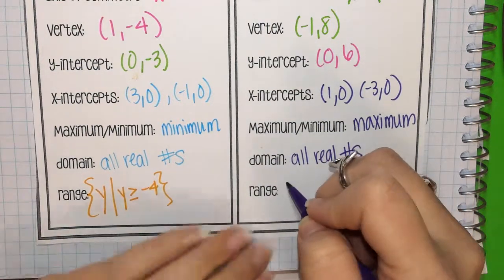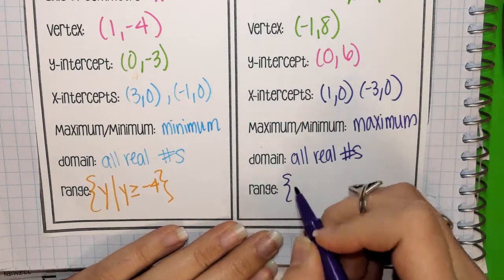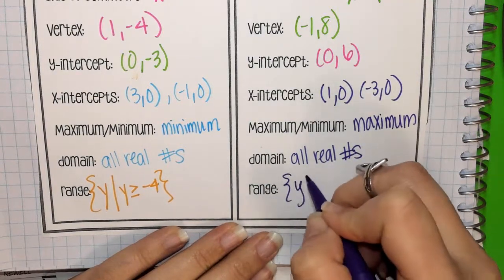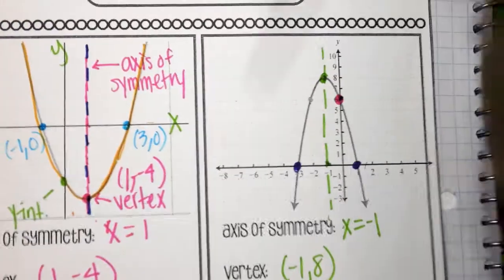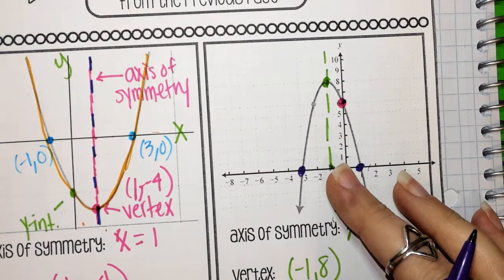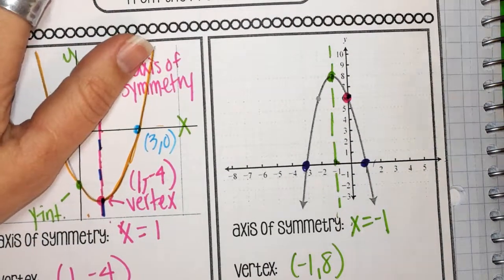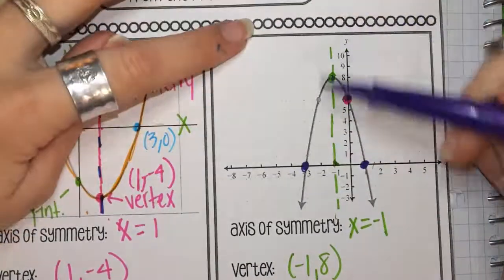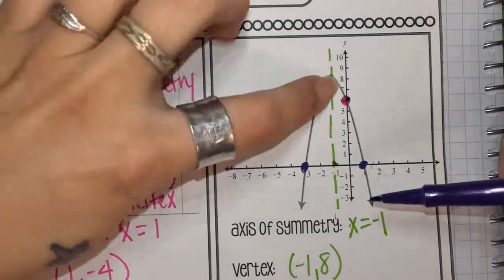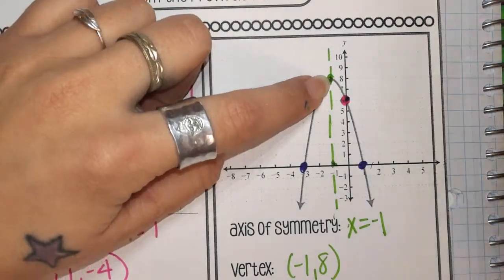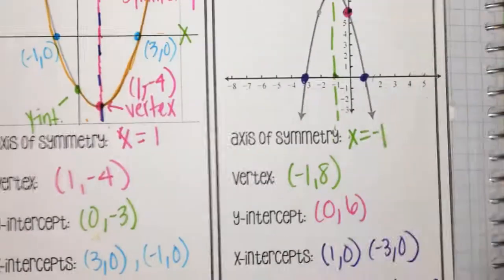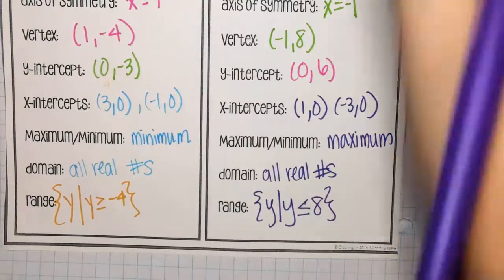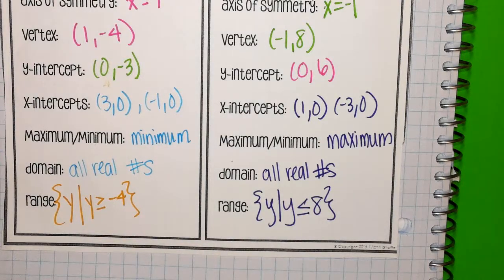Alright, now the range. You write the squiggly, and then I want you to write y. Now, is our graph going up or is it going down? It's going down. I made a box so I can write these down. So it's going to be less than or equal to... Now, what's our highest point? 8. And then you're done. That's all you have to do.